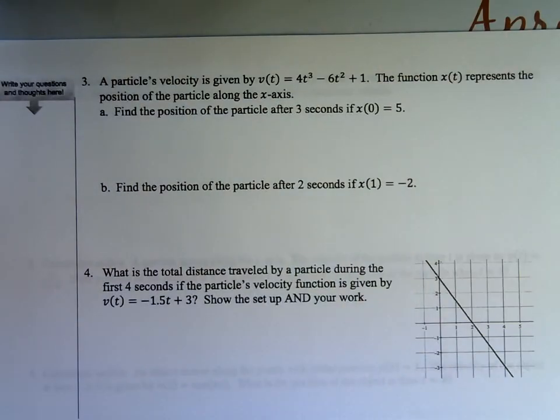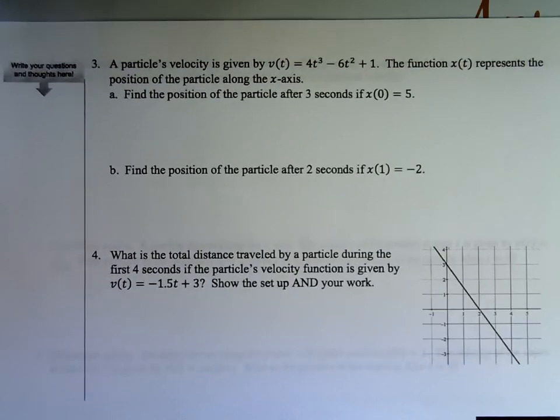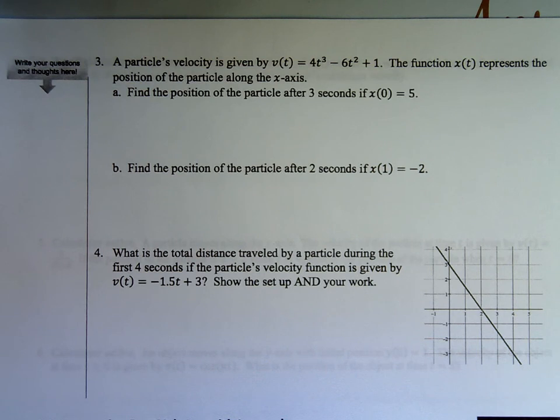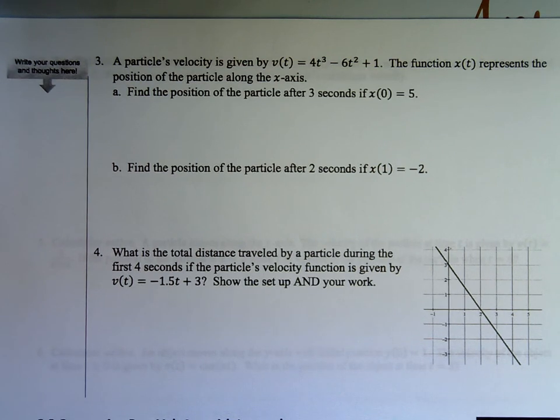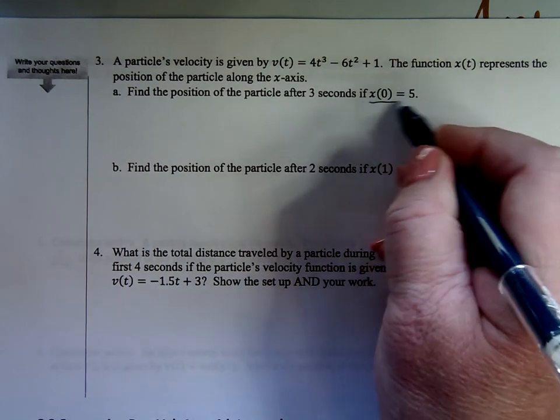it section A2. Here we go, number 3. Number 3 says, a particle's velocity is given by this formula. The function x of t represents the position of the particle along the x-axis. Find the position of the particle after 3 seconds if x of 0 is 5. All right, here's a little different scenario. They told you where you're starting off, right?